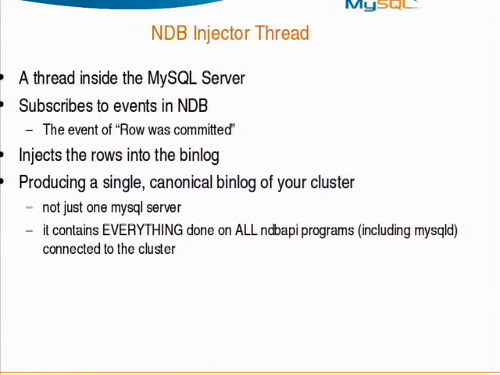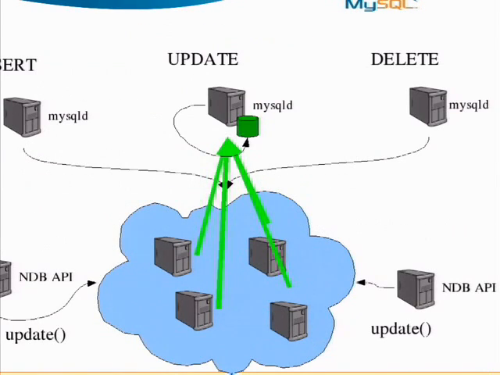So we subscribe to events, and an event can be that a row was committed, and it sends across this row, committed to this table, with the row data there. So we're using row-based replication here. We inject that row into the binary log. So we can grab what rows are committed in the cluster and inject them into the MySQL binary log. So we get this single binary log that is a canonical representation of what's going on in the cluster. So it's not just one MySQL server there. You get the binary log for the entire cluster, including any NDB API applications that could be updating it. So it looks something like this. You have a master box here, which grabs all the updates happening here and writes them into a binary log.